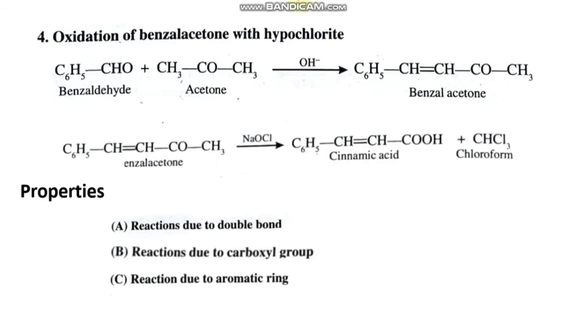Next, the properties of cinnamic acid. The chemical properties of cinnamic acid may be divided into three sections: reactions due to the double bond, reactions due to the carboxylic group, and reactions due to the aromatic ring. So for convenience, the chemical properties may be broadly classified into three parts: reactions due to double bond, reactions due to carboxyl group, and reactions due to aromatic ring.